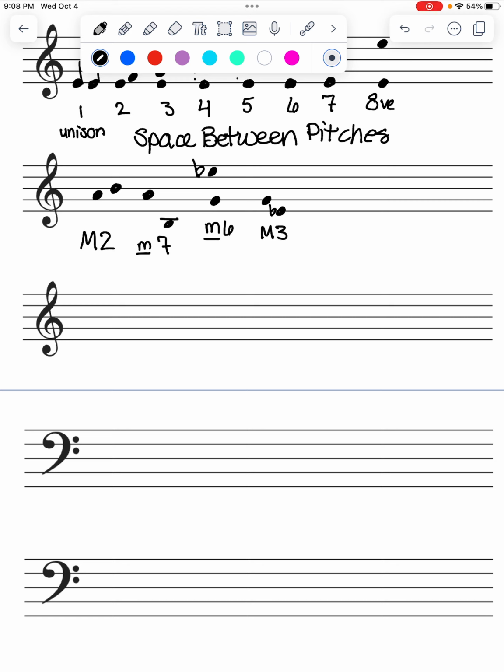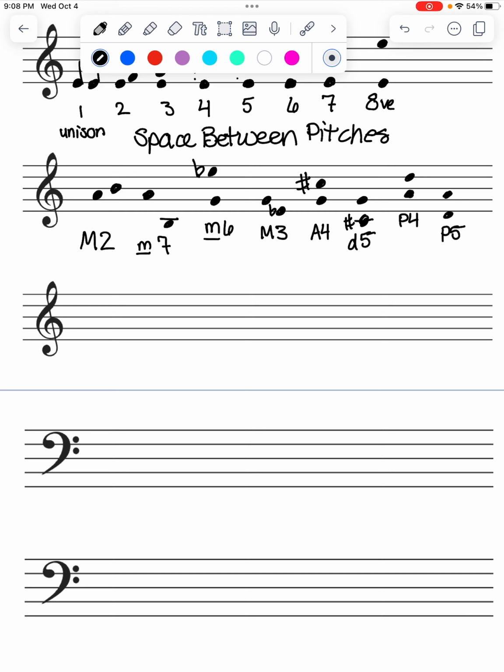Let's do an augmented fourth up. Let's do G to C sharp. And now let's invert it. We have a diminished fifth. And then we'll do perfect. So let's do perfect fourth. Perfect fourth. It's going to stay perfect when we invert it.